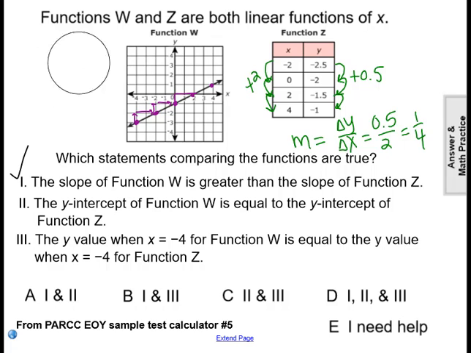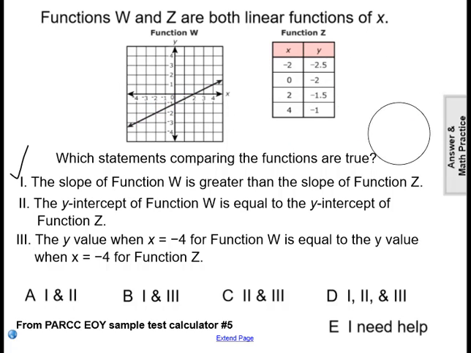Now let's look at the second statement. The second statement reads that the y-intercept of function w is equal to the y-intercept of function z. So let's calculate the y-intercept of both and compare them. On a graph, the y-intercept is the point on the line that crosses the y-axis. If I follow my y-axis down, I cross the line at this point here, which is (0, -1). So y equals -1 is that y-intercept.